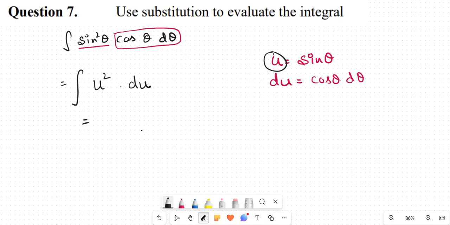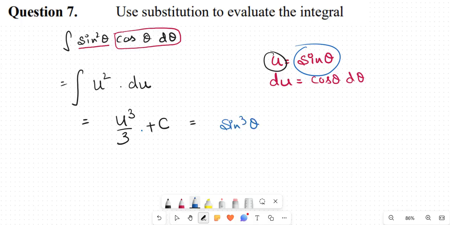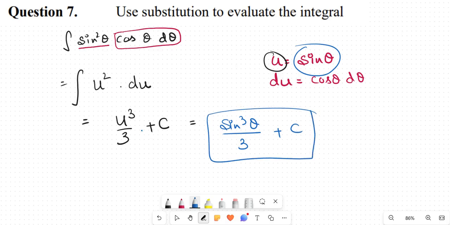Now this is a simple integral using the power rule. So that will be u cubed by 3 plus c. u is sine theta, so always write your answer back in the original format. Sine cubed theta by 3 plus c would be your answer.